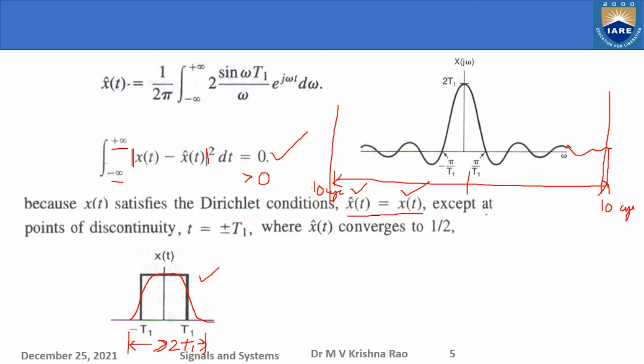But even then, at the points of discontinuity, what happens? Except at the discontinuity it satisfies the Dirichlet conditions. What happens at the discontinuity when you reduce the terms? You will see a crossover point here. It is always 0.5. If the maximum is 1, the crossover point is always at 0.5. So if I use infinite bandwidth, you won't be able to see this 0.5. If you reduce the bandwidth, the pulse expands. At that time, you can clearly see this 0.5 here.